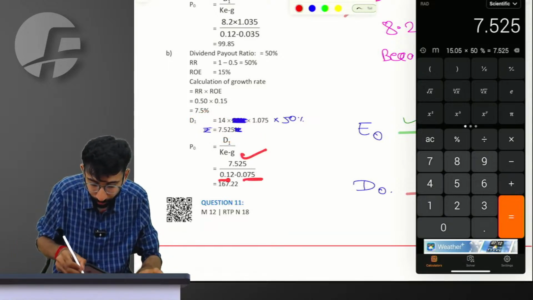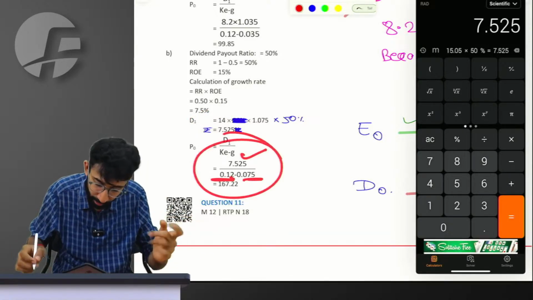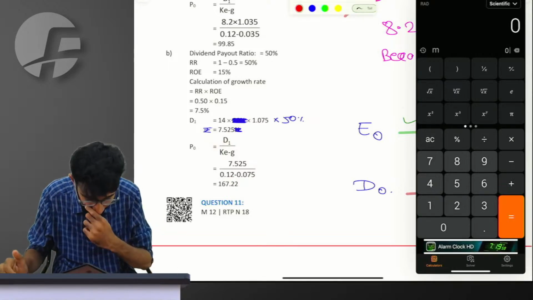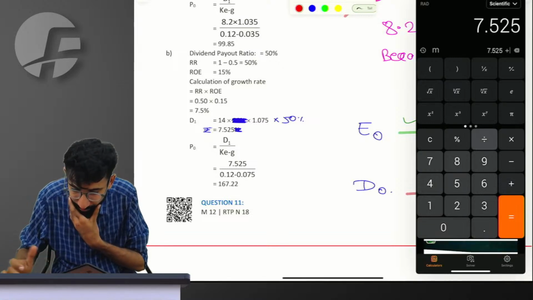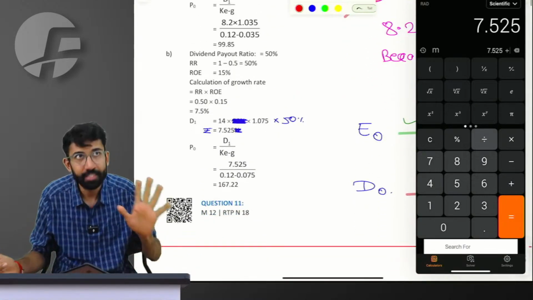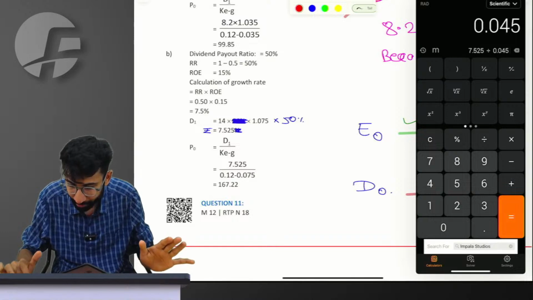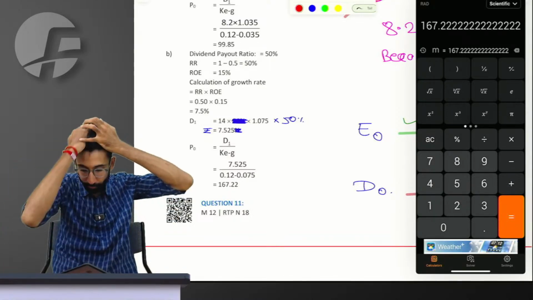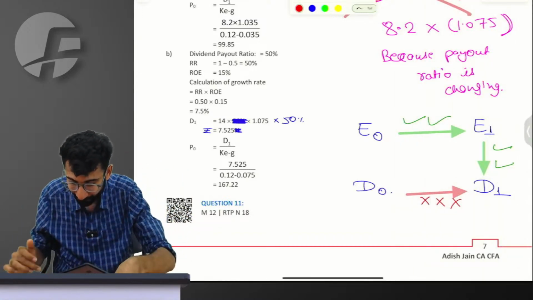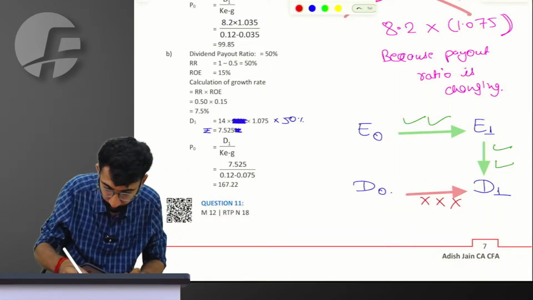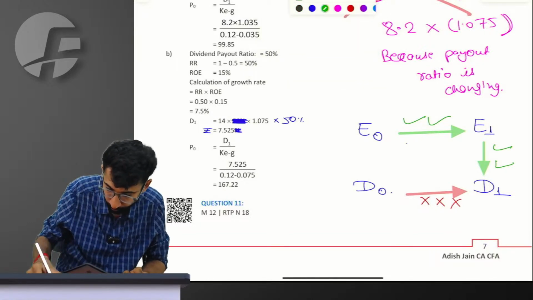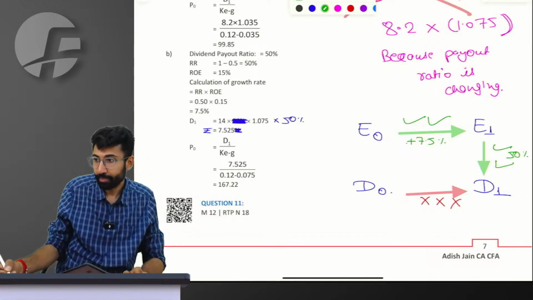What is the revised growth? You have the revised K, which is the same as the older one. Find out the revised P0. We are done with this question. Everyone in the class, please operate your calculators. 7.525 divided by K, which was 12%, minus revised G, which is 7.5%, which means 0.045. Divided by 0.045, 167.22 rupees is the revised value. Done?